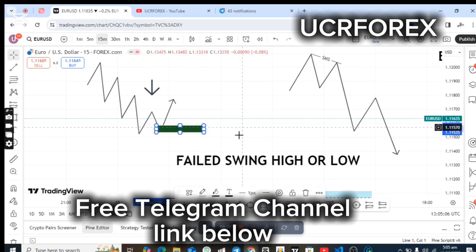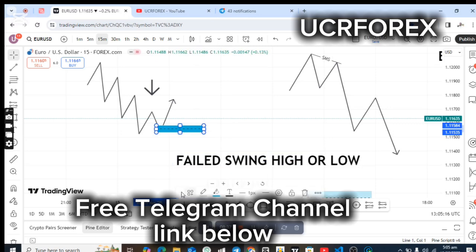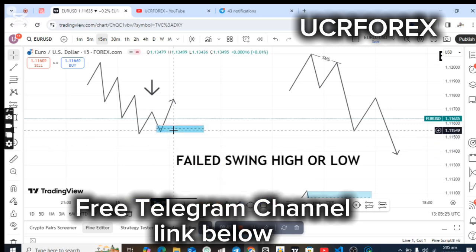But somebody that makes use of this particular entry model I'm about to share with you guys doesn't need to wait for anything like change of character, because it forms very early before change of character. And how does it form? Now, you all know you're going to wait for a break like this, and then you wait for price to return back and tap you in before you buy.